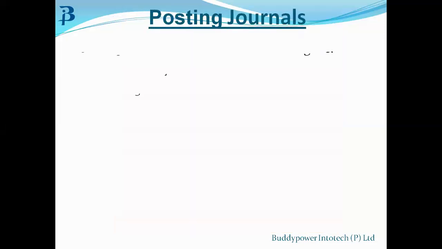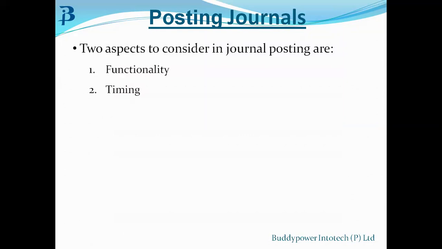Then is your posting journals. Journal posting is a process that updates balances in your general ledger accounts to reflect an entity's business transactions, and it provides data for your financial reporting. So there are two aspects to consider in journal posting: one is your functionality and the second is your timing.